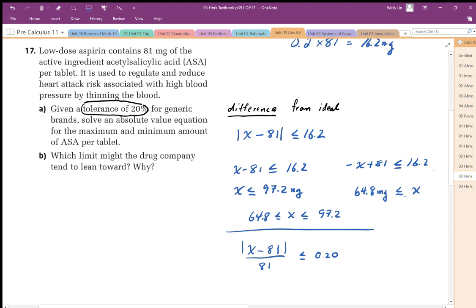Part B says, which limit might the drug company tend to lean towards? Probably going to be the lower one because it costs them less when they do that.